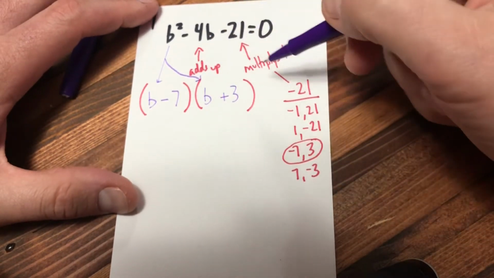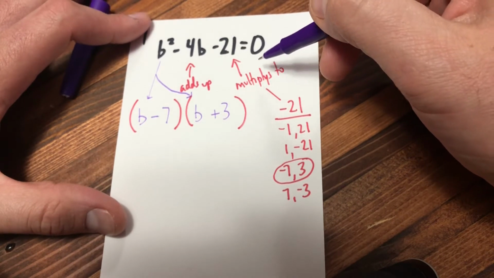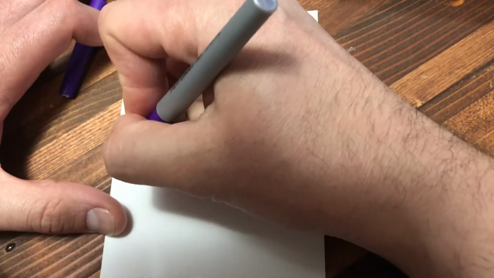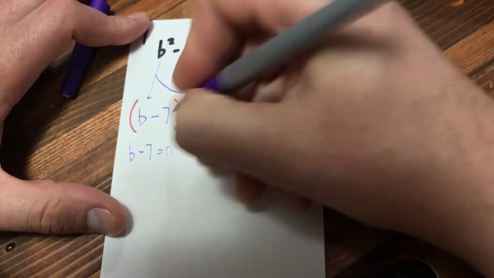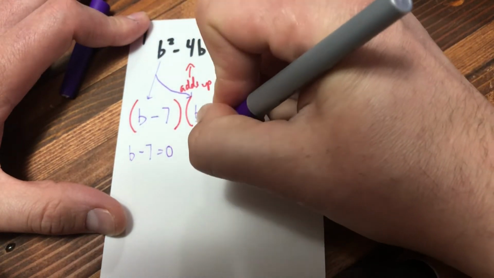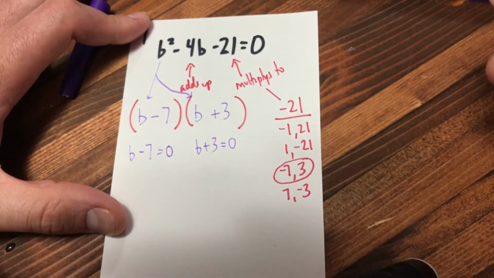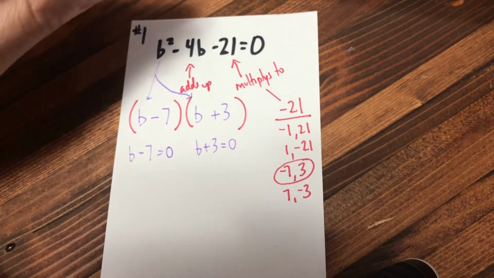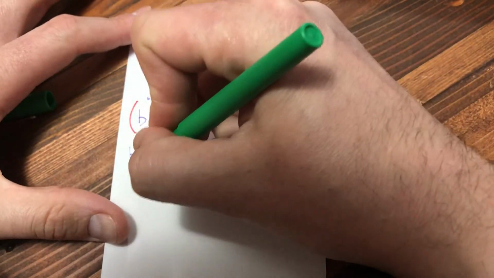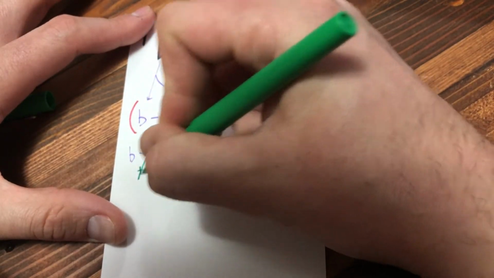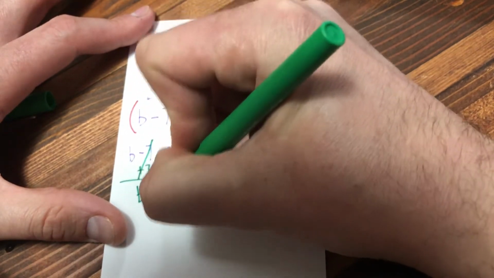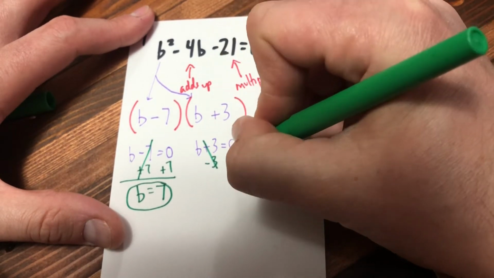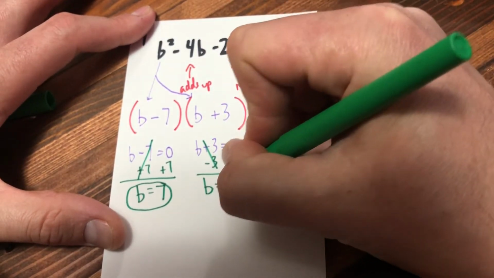Now what I want to do is solve. These are all equal to 0. That's important for now. Later on we're going to do some different kinds of problems, but for now they're all equal to 0. So I can set both of these: b minus 7 equals 0, and b plus 3 equals 0. Now I'm going to solve for these. In order to solve for this b, I say plus 7, and I get b equals 7. For this one here, I'm going to say minus 3, and I get b equals negative 3.